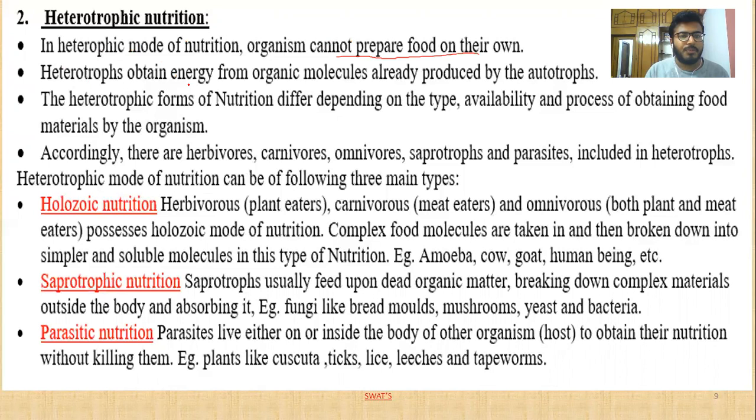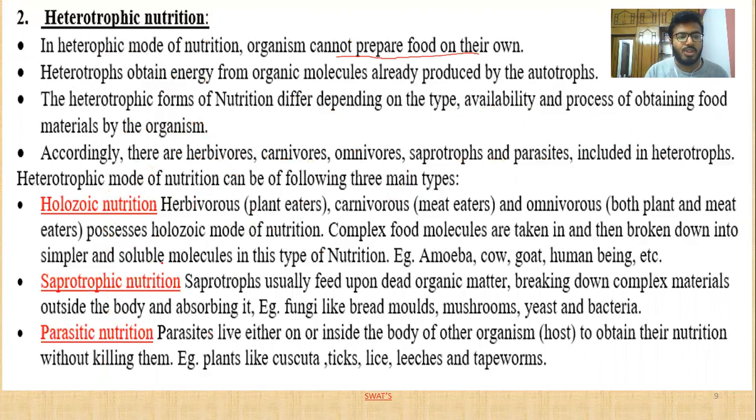The heterotrophic forms of nutrition differ depending on the type, availability and process of obtaining the food materials by the organism. Inside this there are also many types, and we'll be going into the types. You can see the three in red, the three most important nutrition types. According to this, herbivorous, carnivorous, omnivorous, saprotrophs and parasites are included in heterotrophs. The heterotrophic mode of nutrition can be of the following main three types. You have to remember these three names and also write their answers in detail.